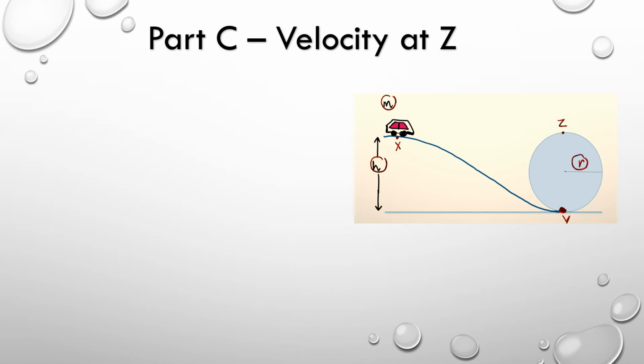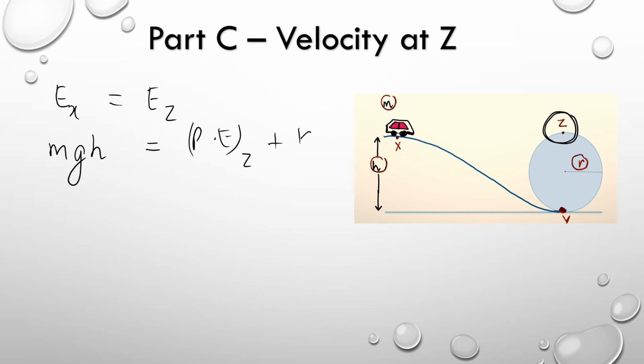Now, the next part is to find the velocity at this point z. Again, I'm going to apply the law of conservation of energy. That means initial energy should be equal to final energy. So, initial energy at x, as we calculated in part A, was just the potential energy. And the velocity is 0 because the object is released at that point. So, the only energy that I have at point x is potential energy. This should be equal to potential energy at point z plus kinetic energy at point z, right?